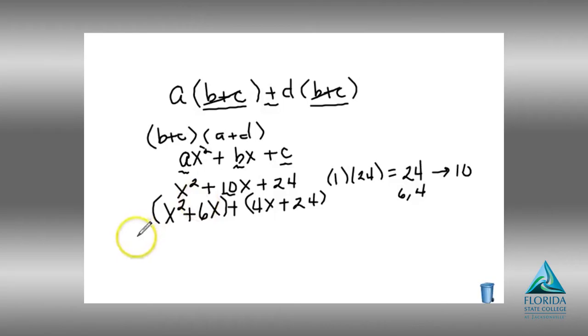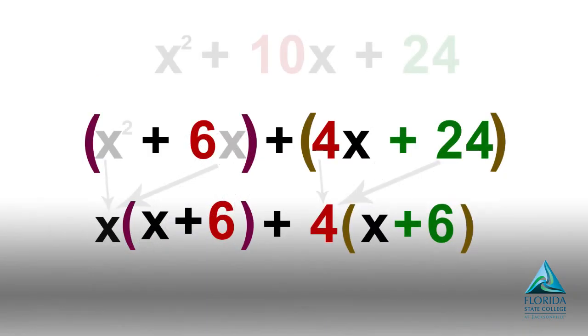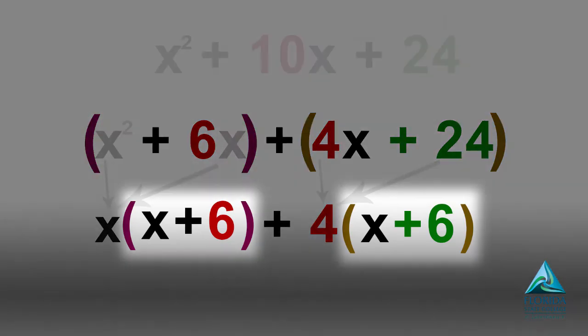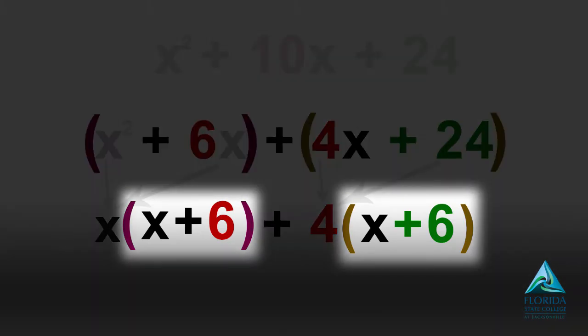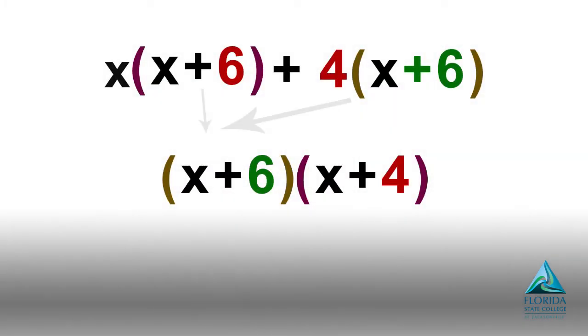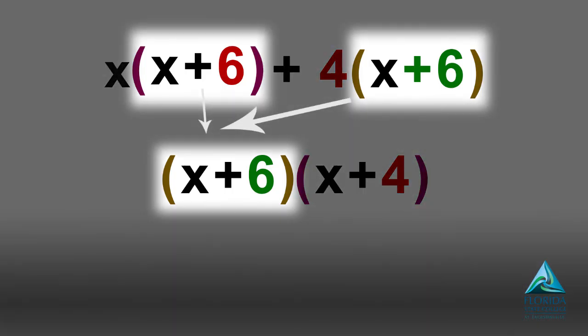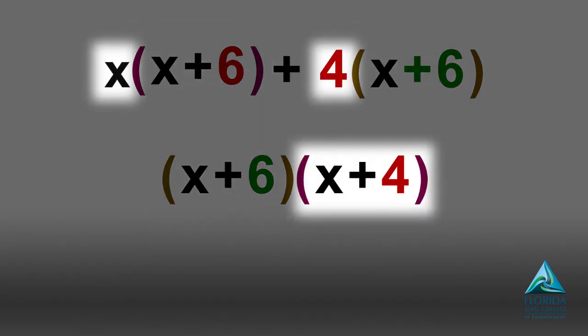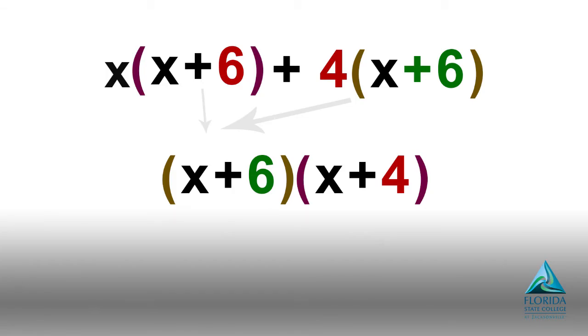So our greatest common factor for our first one would be x, leaving behind x plus 6. And in our second enclosure, we're going to have the common factor of 4, leaving behind x plus 6. Well, you'll notice that x plus 6 is the greatest common factor between these two terms. So we're going to factor out the x plus 6. And when we do, we are left with x plus 4. Thus, we have factored our trinomial into the product of two binomials.